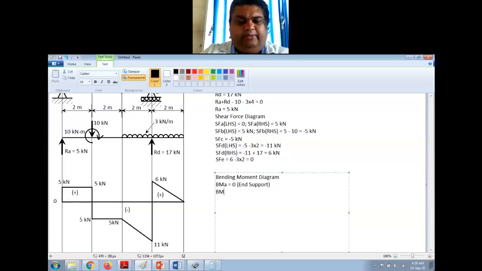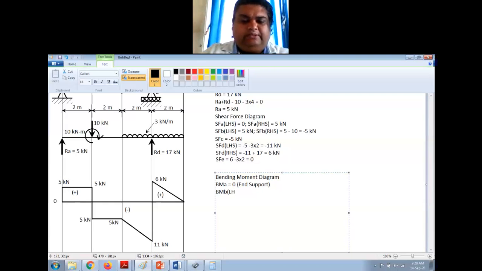Now BMB is equal to, now at B I have a couple like this. So whenever you have a couple, you will have a sharp change in the bending moment. So for this reason, at such a section you have to find the bending moment considering the forces on the left hand side and right hand side both.